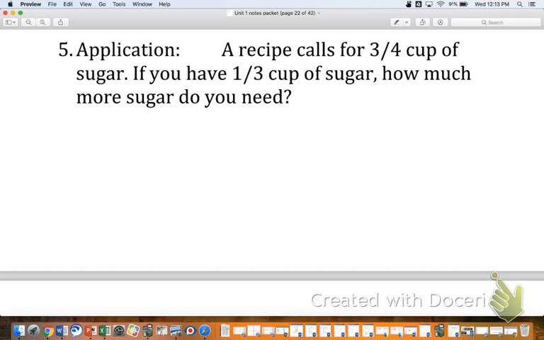A recipe calls for 3/4 cup of sugar, but you're running low. You find out you only have 1/3 of a cup, and you're going to go borrow some from a neighbor. How much do you need to borrow, right? So let's think about what you'd need to do here.